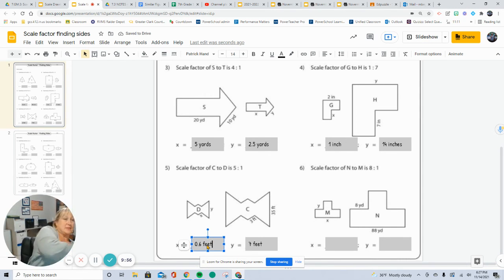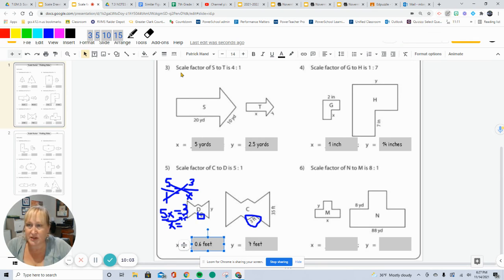Oh, my cat is in the way. I'm so sorry. Doing our last one. Go back over here.